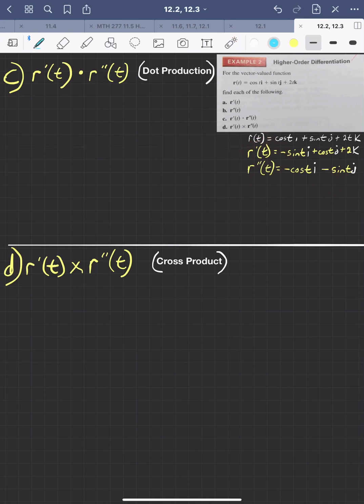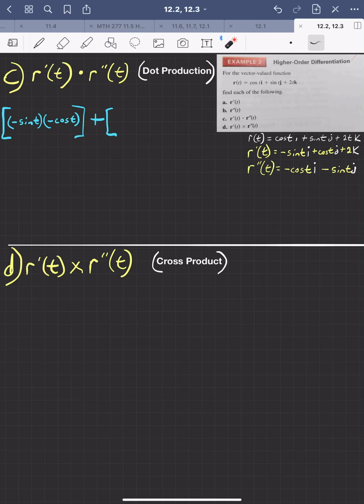Okay? So you recall the dot product. It's just going to be, start with the i component. So this is going to be negative sine of t multiplied by negative cosine of t plus. All right, now we go to the j components. Are you thinking I forgot an i here? Well, you would be thinking incorrectly, right? Because remember, the dot product of two vectors is a scalar.